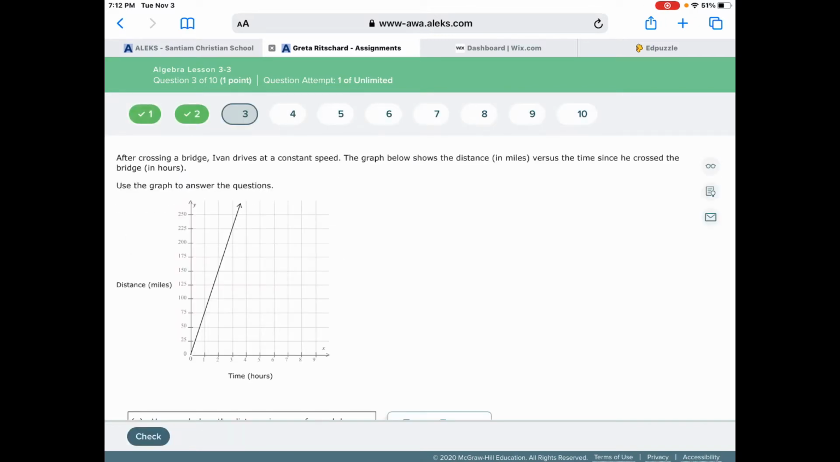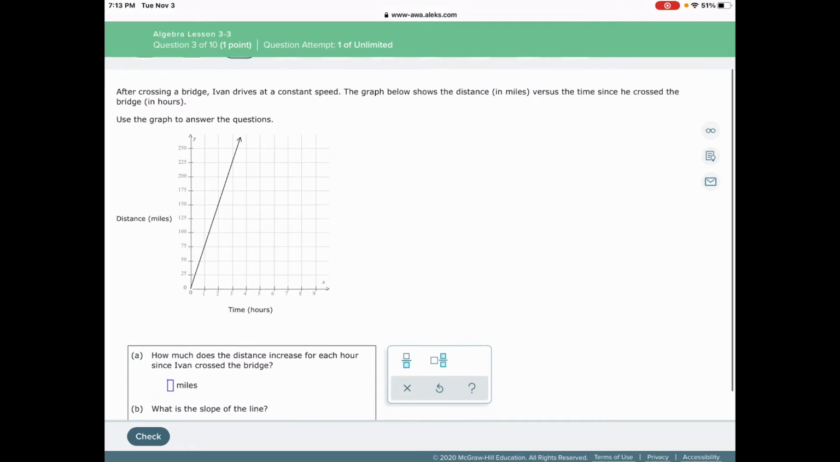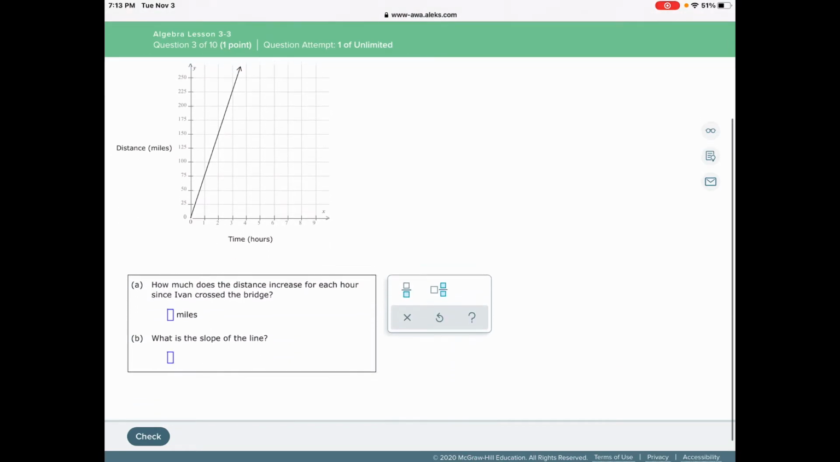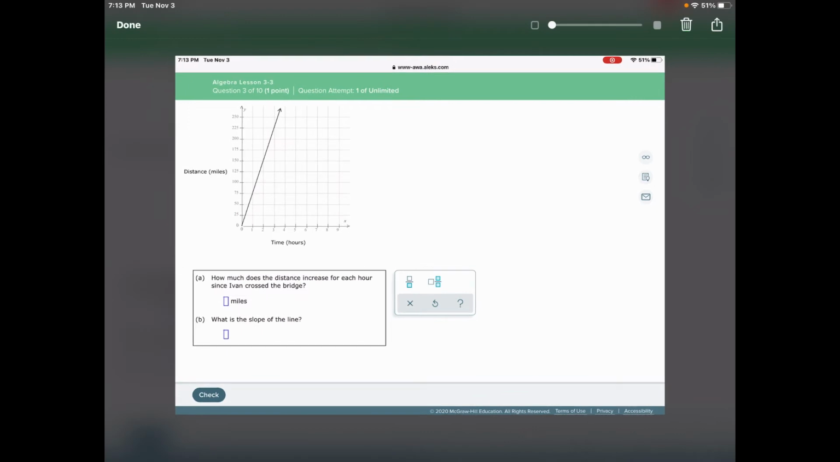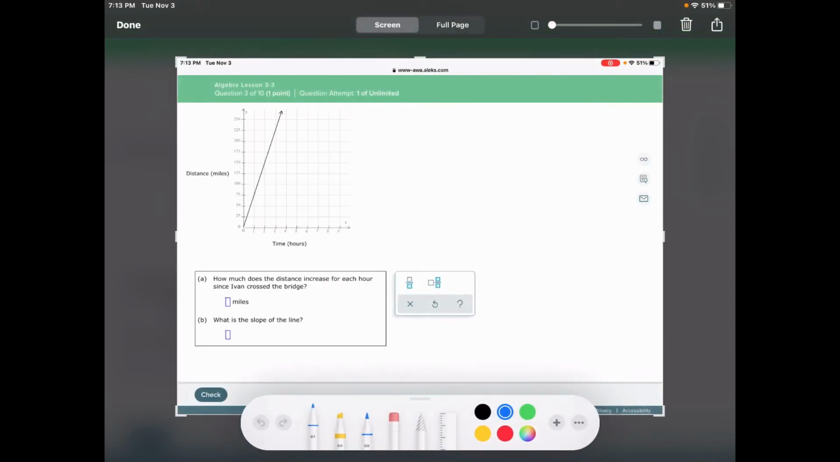Number 3. After crossing a bridge, Ivan drives at a constant speed. Okay, all lines are constant situations. The graph below shows the distance in miles versus the time since he crossed the bridge in hours. So we have time in hours, and there's some more to this problem here. So how much does the distance increase for each hour since Ivan crossed the bridge? And then what is the slope of the line? Those are going to be the same thing, but let's have a look here.